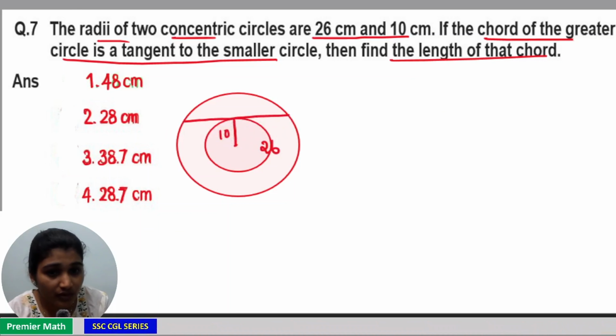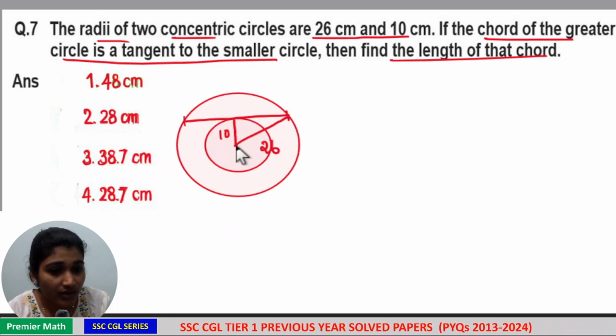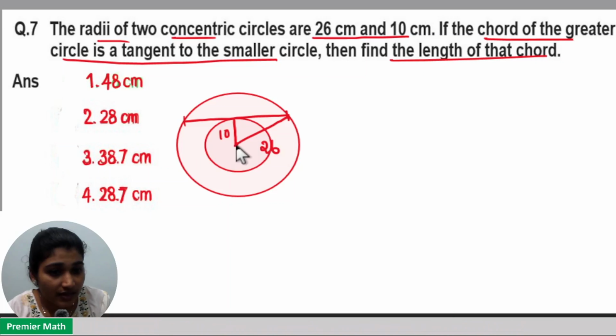Now, if you join this line, here this is the radius of the larger circle and this is the chord of this larger circle. Now, the concept is that the center of the circle divides the chord into two equal parts.